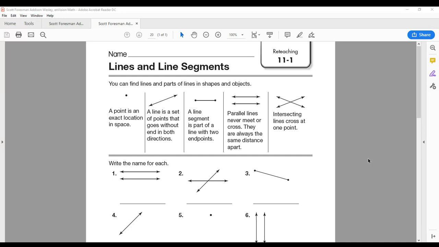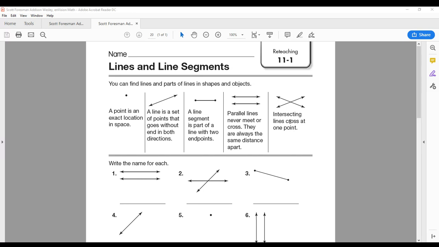As you watch the video, we are starting our topic on geometry, which is super exciting. And the first thing we're going to learn about is lines and line segments. You already learned about them, so I'm just going to review it with you, okay? It says you can find lines and parts of lines in shapes and objects.